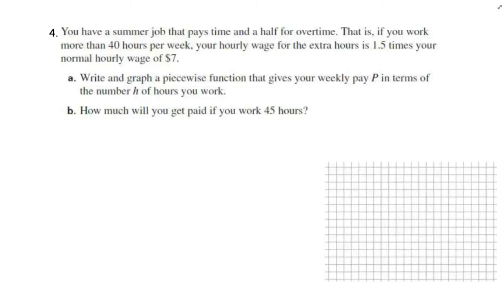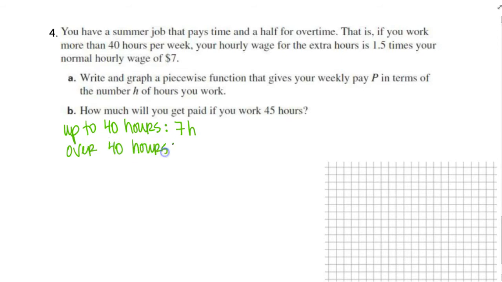Well, we know that if we work up to 40 hours, we would be paid $7 times however many hours we worked. They said H are the number of the hours, so that would be 7H. Hopefully that makes sense, right? So from 0 to 40 hours. Then, if we go over 40 hours, we're talking about our weekly pay, right? So if we go over 40 hours, the first thing is we would get paid $7 an hour for the first 40. So for the first 40 hours, we get our regular wage, which was $7 an hour.